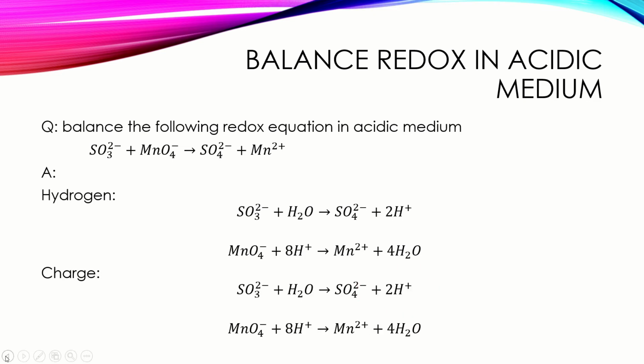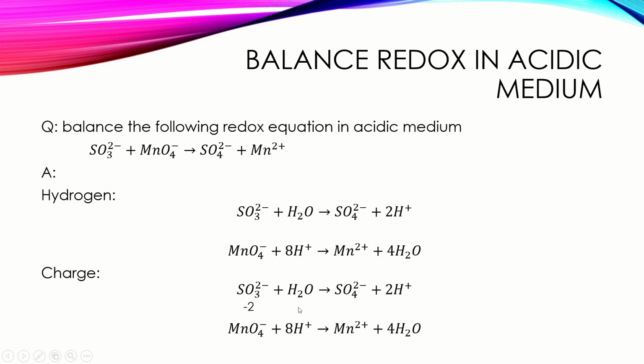The concept of balancing charges in an equation might be new to you, so let's go slowly and look very carefully. In the oxidation reaction, we have SO3 2 minus plus H2O produce SO4 2 minus plus 2H plus. So SO3 2 minus, the charge is negative 2. The net charge of SO3 2 minus is negative 2.